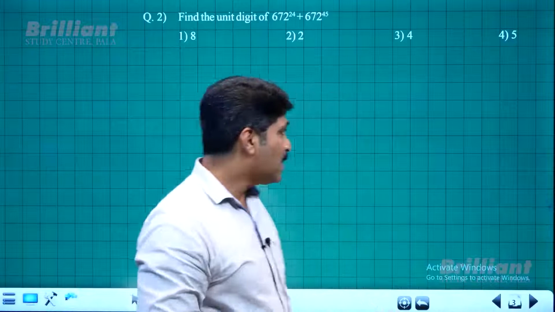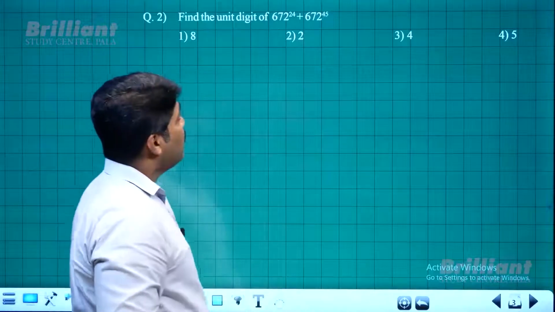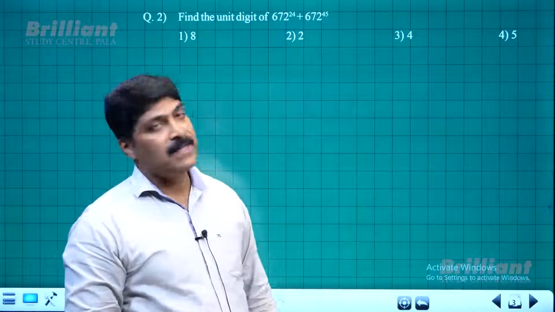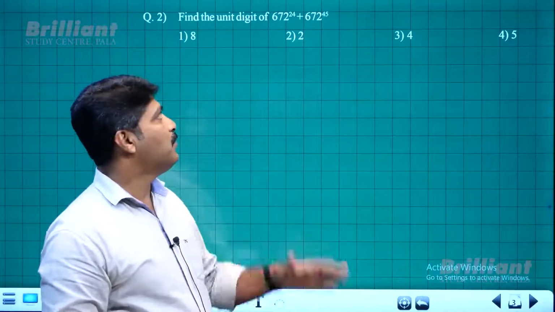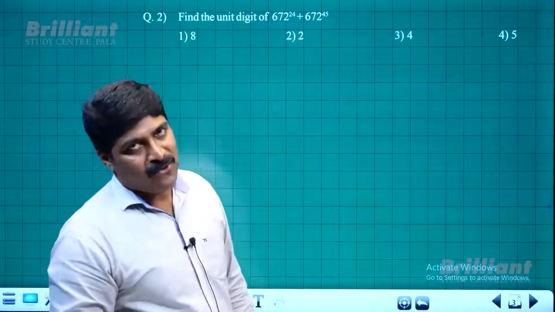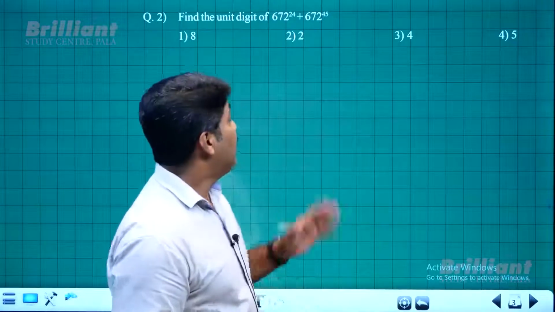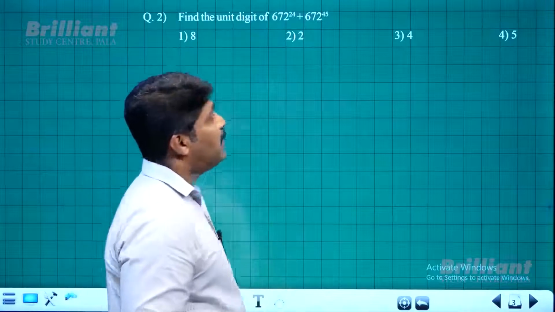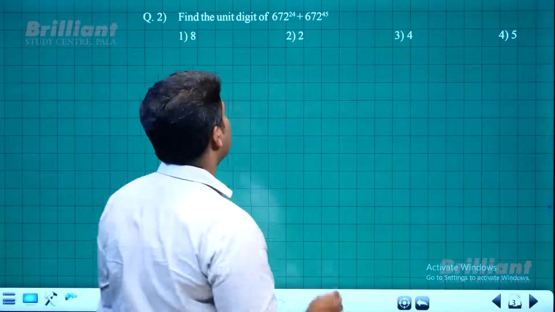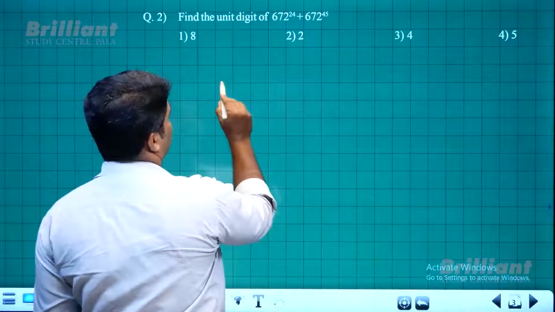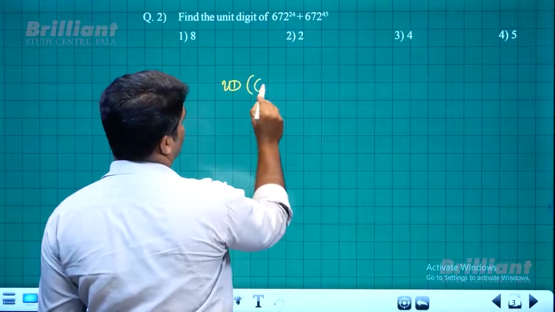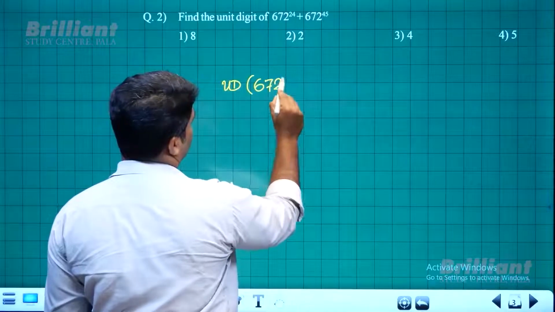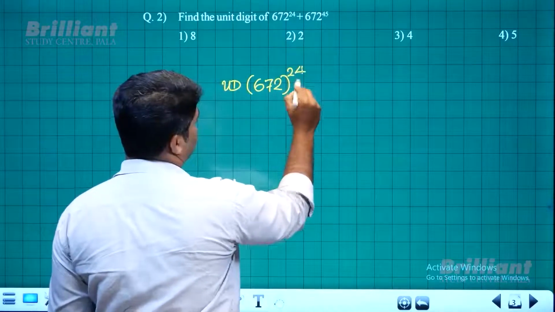Then move to the next question. Find the unit digit of 672 raised to 24 plus 672 raised to 45. So how to find out the unit digit of such a number? Here, first we have to take both the situations individually. First we are going to find out the unit digit of 672 raised to 24.